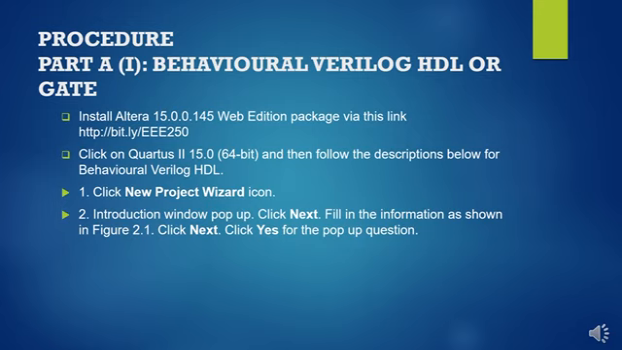Step 1. Install Altera 15.0.0.145 Web Edition package via the link as written in the slide. Step 2. Click on Quartus II 15.0 64-bit. Step 3. For Behavioral Verilog Hardware Description Language, click on New Project Wizard icon. Next, the Introduction window will pop up on your screen. Click Next and then fill in the information as shown in Figure 2.1 in the next slide. Click Next and then click Yes for the pop-up question.